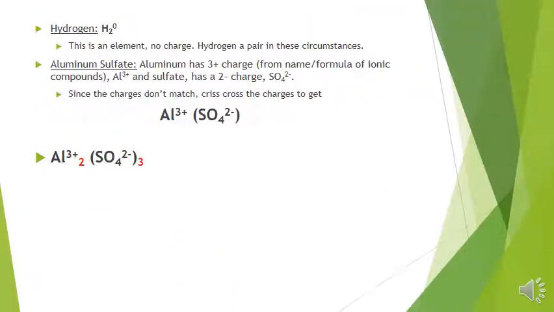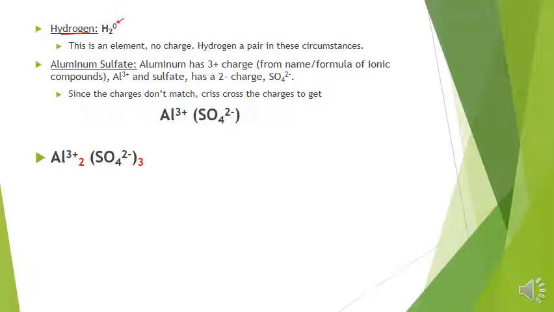The third substance is hydrogen. And whenever hydrogen is an element, when you write it, it is not a single element like aluminum. There are two of them. It's a diatomic molecule, and again, it has a zero charge. So it's H2 with a zero charge.